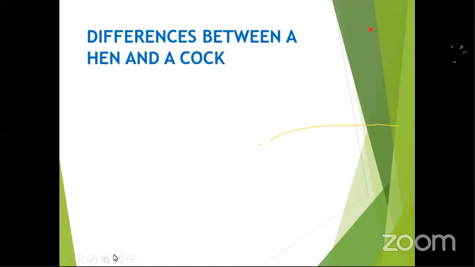These ones are many, very, very many. I want you to write in the chat any difference you know between a hen and a cock, and then I will be able to see what you have written. Good luck has said a hen is smaller than a cock. And that's true. It is correct.